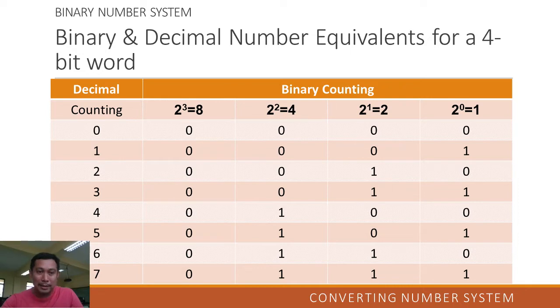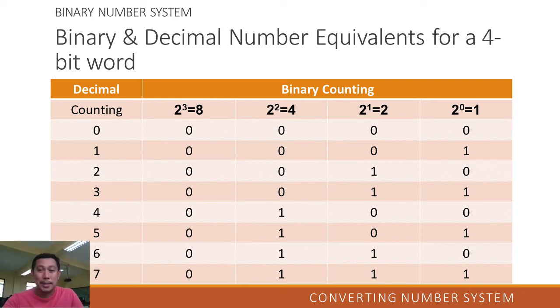What about 1? The equivalent of 1 in binary is 0, 0, 0, 1. What about 2? The equivalent of 2 is 0, 0, 1, 0. Take note of that. Take note of the series. What about 3? The equivalent of 3 is the decimal, and here is the binary. What is the binary representation of 3? That is 0, 0, 1, 1.